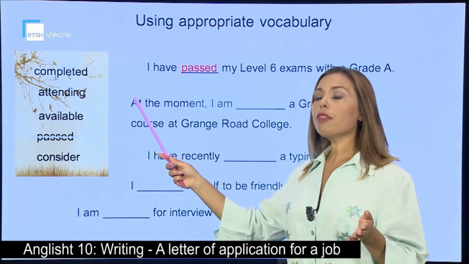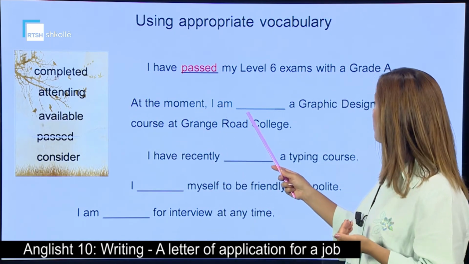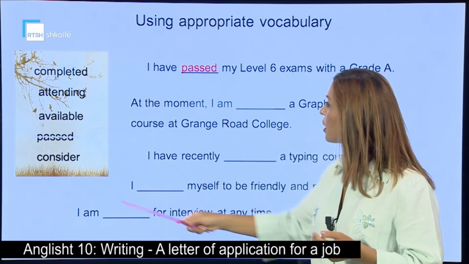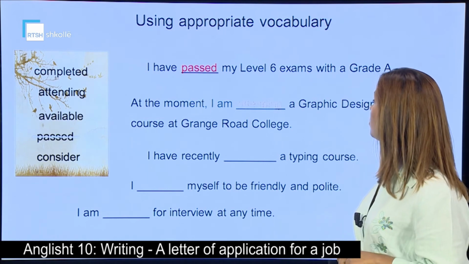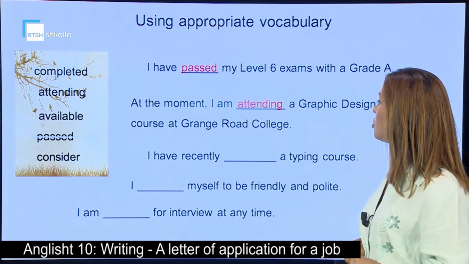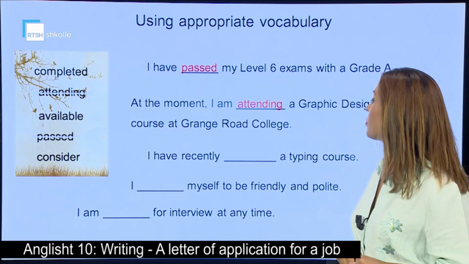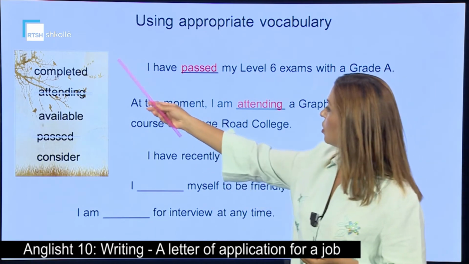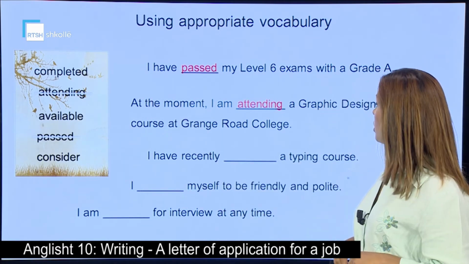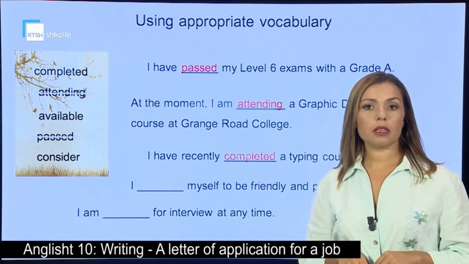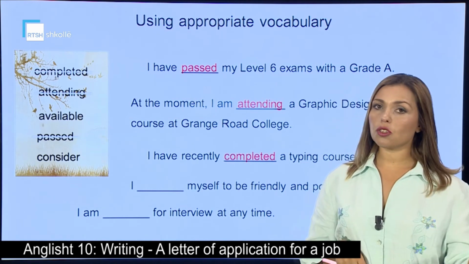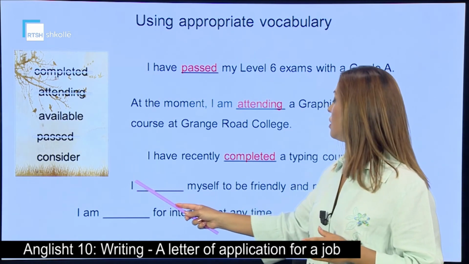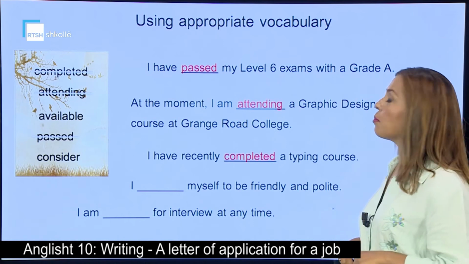Number 2, at the moment, I am attending a graphic design course. What are you doing? I am attending a course at Grange Road College. Number 3, I have recently what? I have recently completed a typing course. I have completed this course or that course. You need to include it. I, myself, to be friendly and polite.